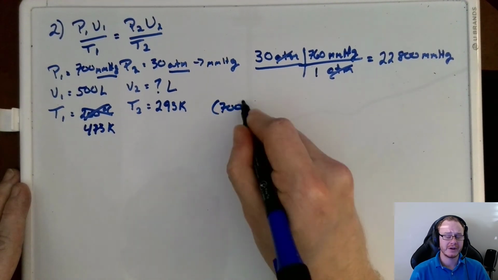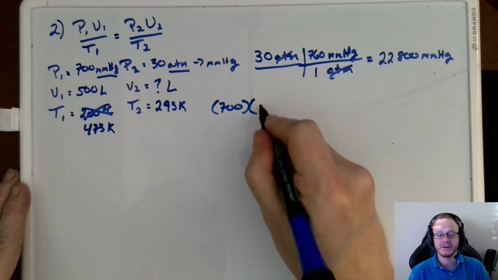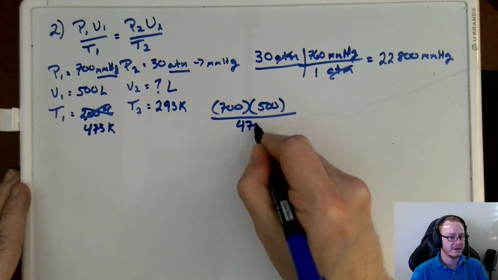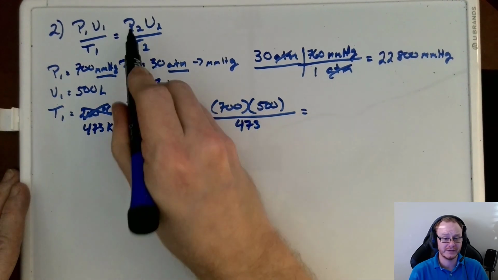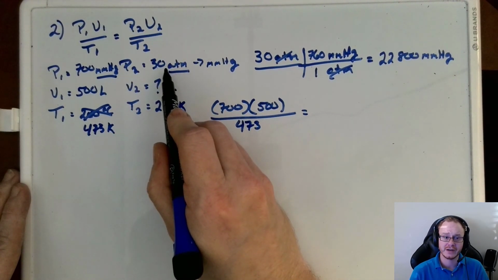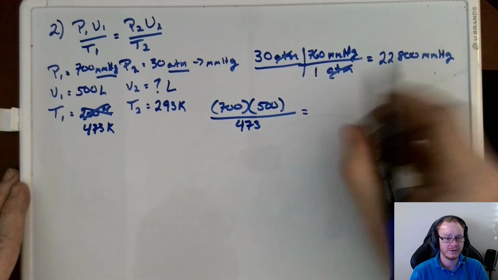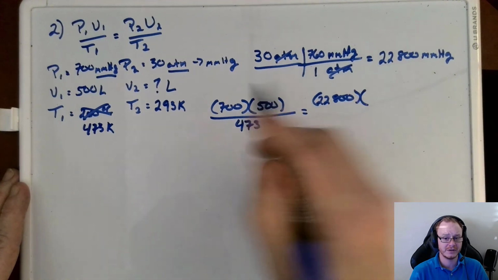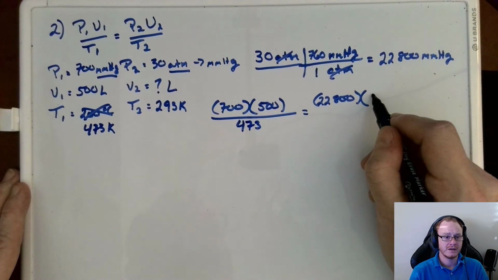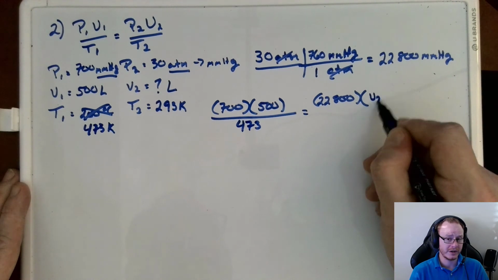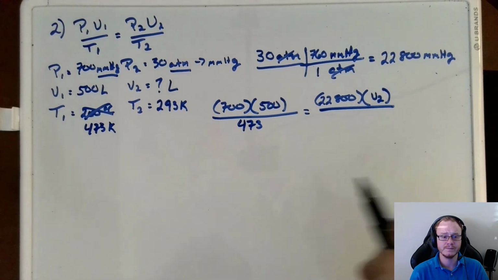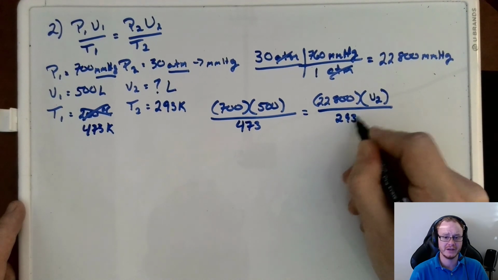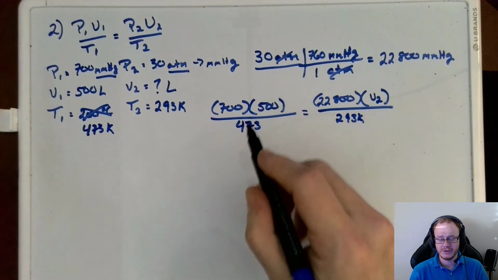Now we can plug in the rest of our variables. We have 700 as pressure 1, volume 1 is 500 liters, and then temperature 1 is 473 Kelvin. This is going to equal the other side. Pressure 2 is 30 atmospheres, but we've converted that, so now it's actually 22,800 millimeters of mercury. Volume, still in liters, but we don't know what it is. We'll solve for V2. Divided by the ending temperature of 293 Kelvin. Plug that in. And now we solve.